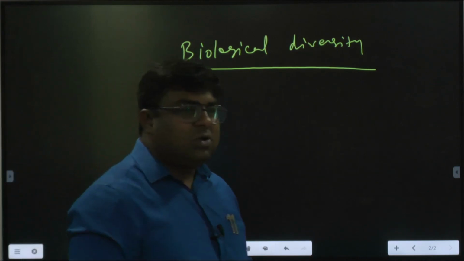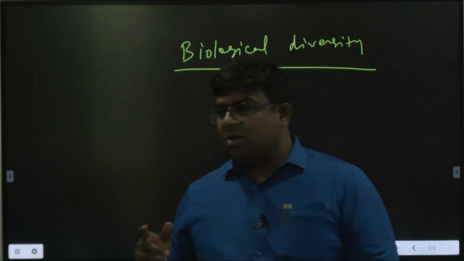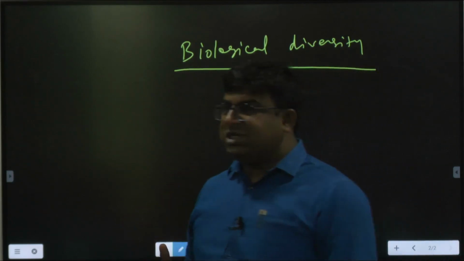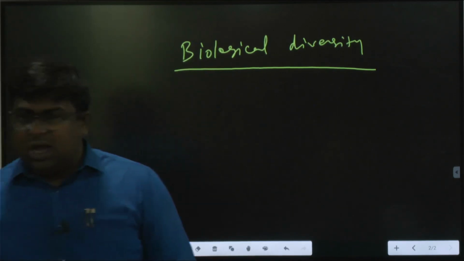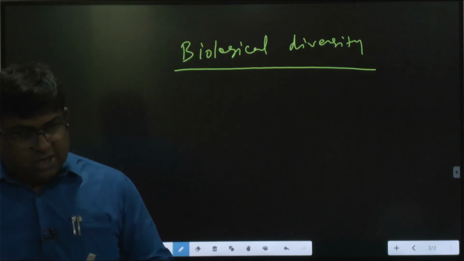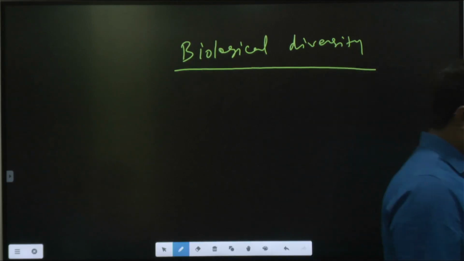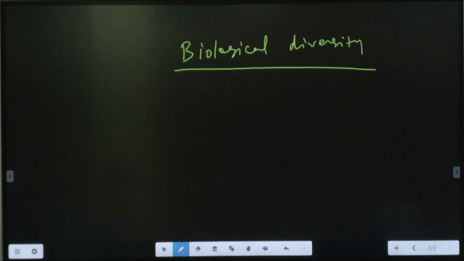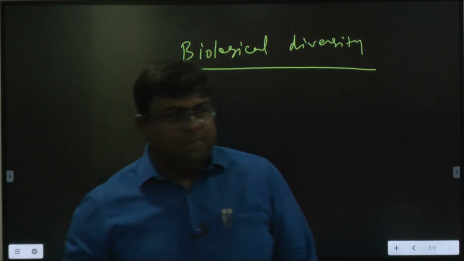Community means what? Group of 2 or more than 2 species, right? And a species is a group of individuals having identical physical morphology and they should be capable of interbreeding, right? Okay. Here we tried to develop the very basic understanding regarding the conception of biodiversity.